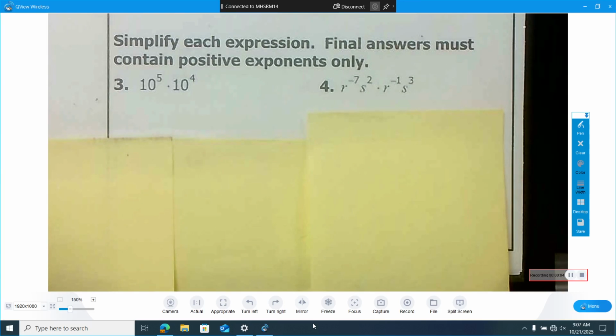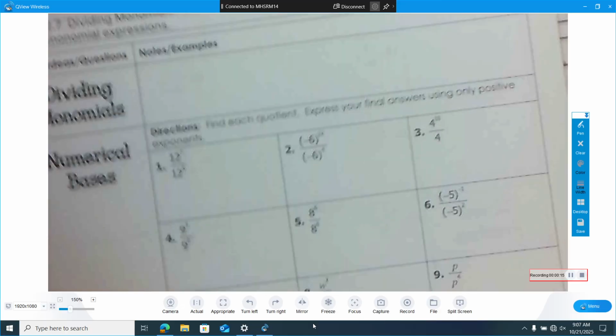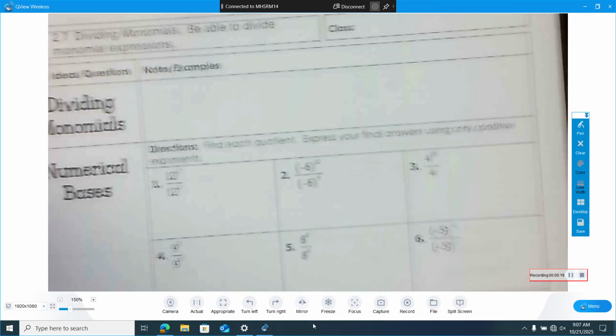Wrong period. All right. Here we go. Woo! Okay, here we go.